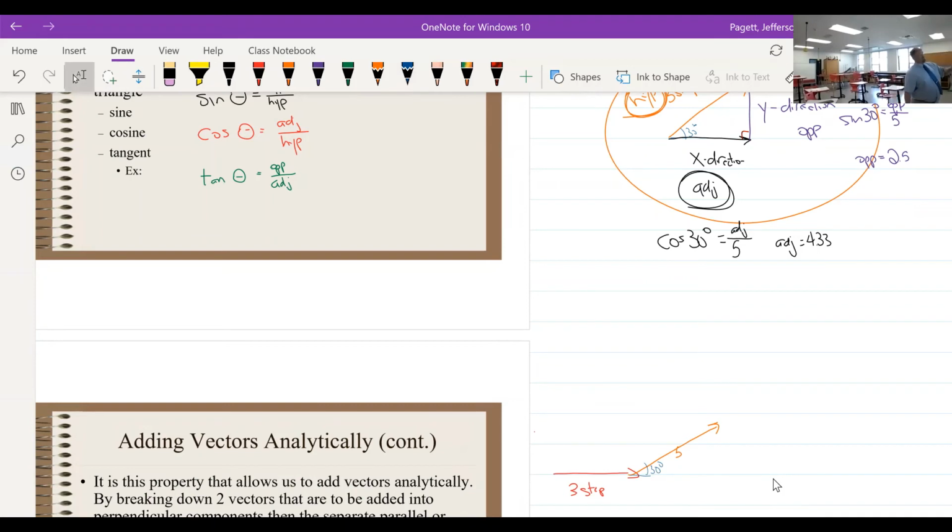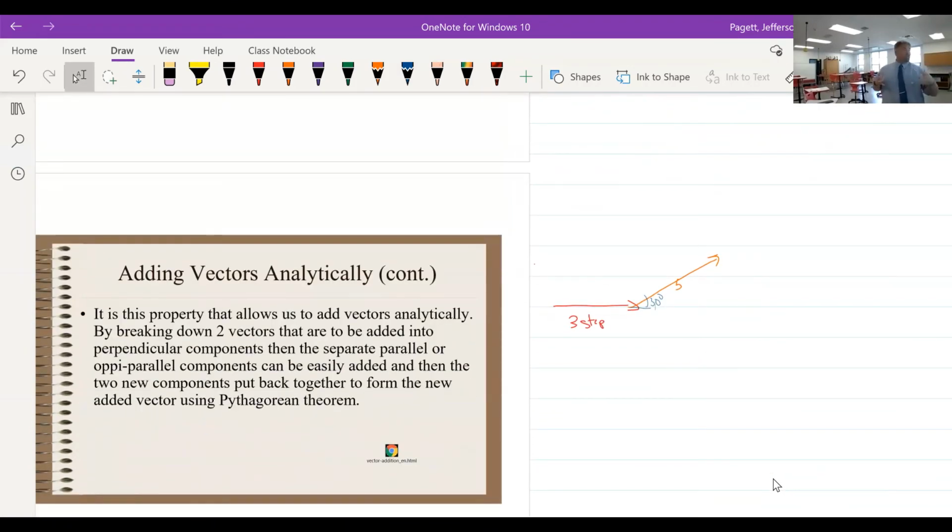What I'm going to do here, and you need to pay attention, is break that up. When I broke that up, I found that this side here was 4.33 steps, and this side here was 2.5 steps. And when I broke it up, the 5 disappears. It gets destroyed. Now this 5 is gone, the 30 is gone, that orange arrowhead is gone. And so I'm left with adding, instead of 2 vectors, 3.